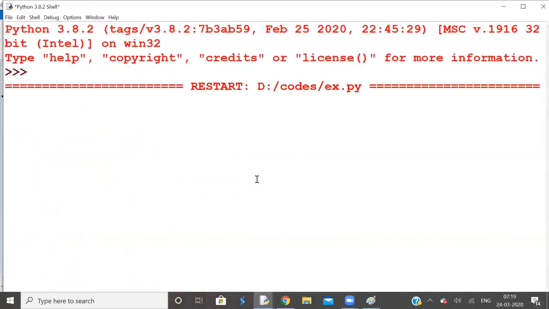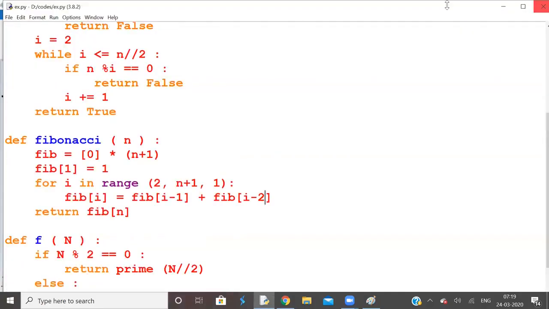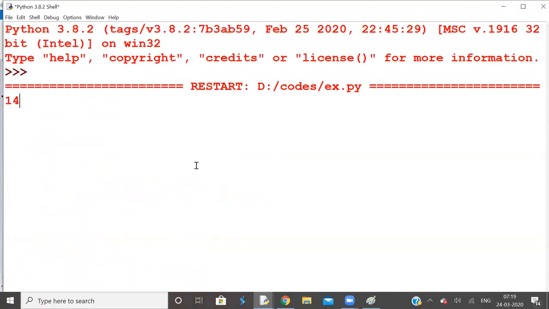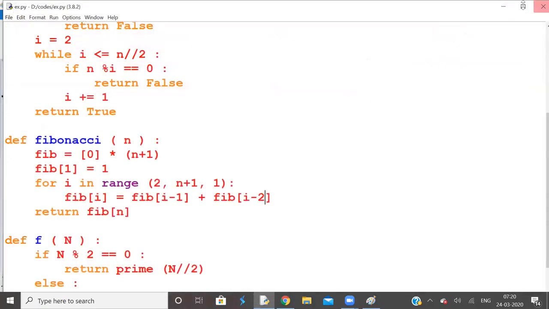So the 11th term is the 6th Fibonacci term: 1, 1, 2, 3, 5, 8. Very good. Next, the 14th term is the 7th prime term: 2, 3, 5, 7, 11, 13, 17. Absolutely fine. Okay, so thanks for watching.